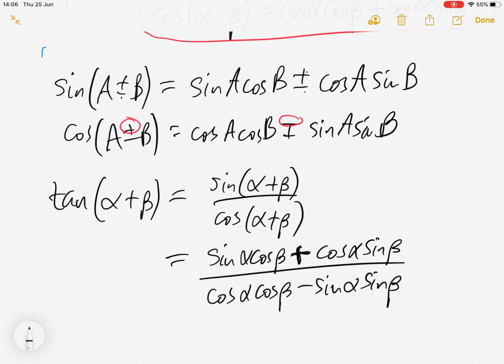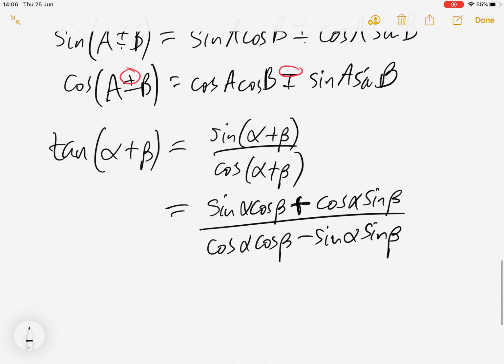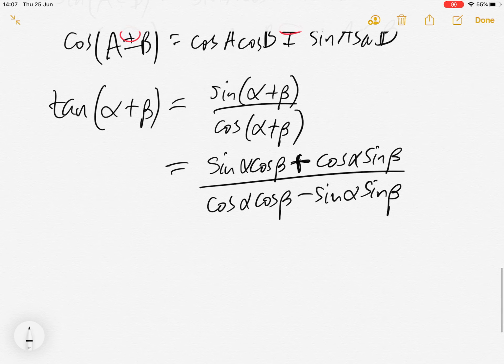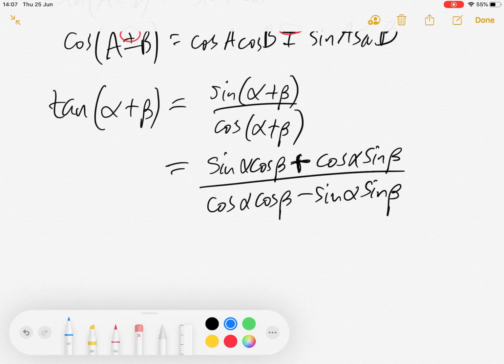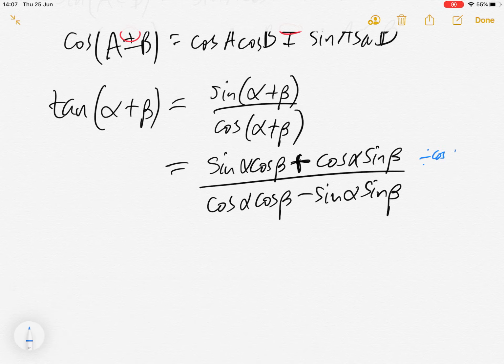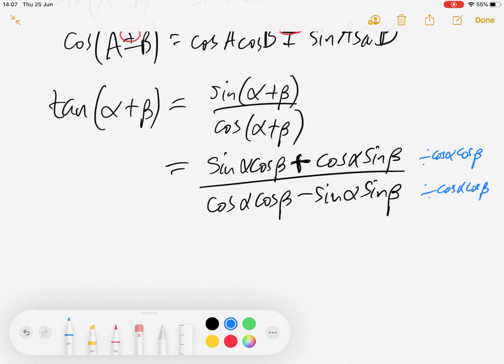But say we want an answer in terms of tan alpha and tan beta. Can we do that? Is there a way we could make that happen? So is there something we can divide by that would turn everything into tans or ones? And the answer is yes. If we divide both the top and bottom of this fraction by cos alpha cos beta, so doing the same thing to the top and bottom won't change the fraction.